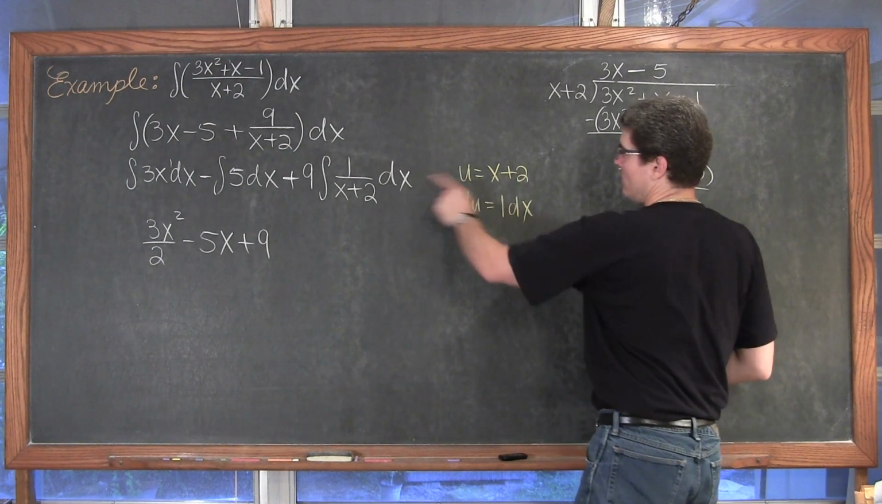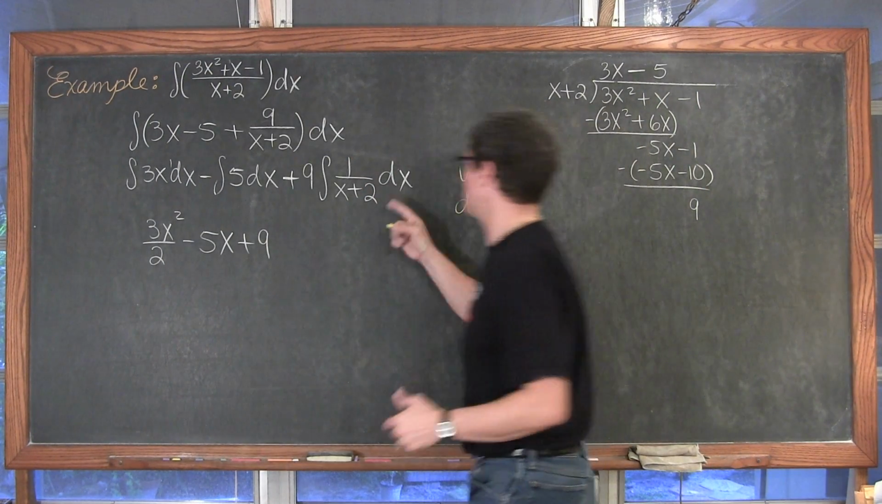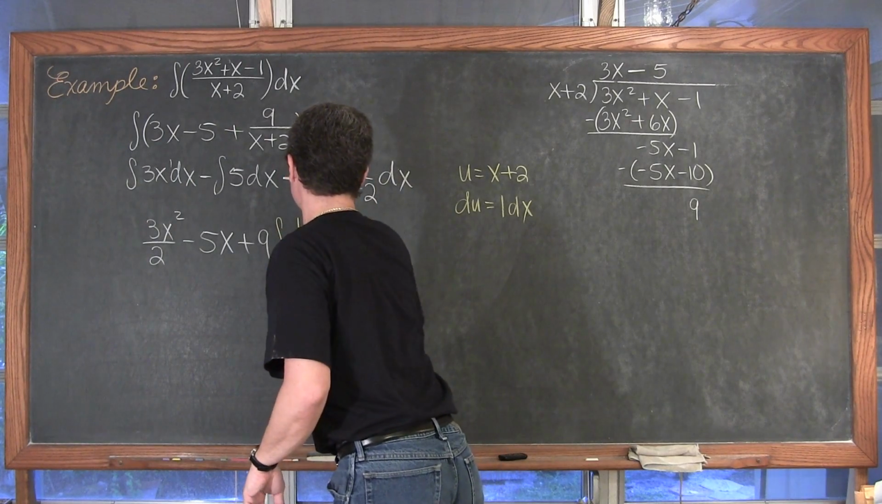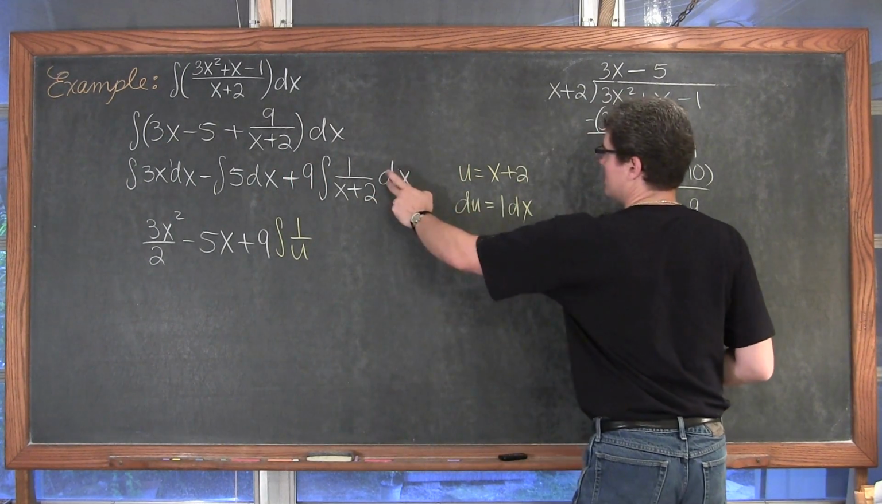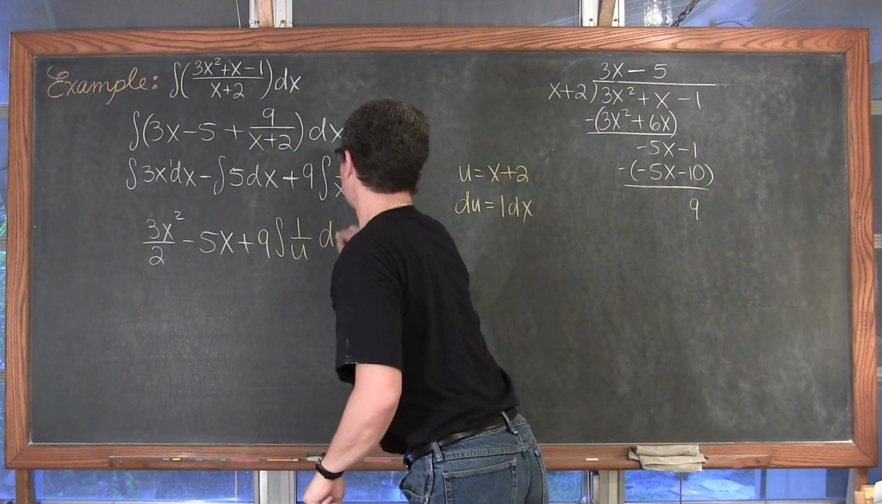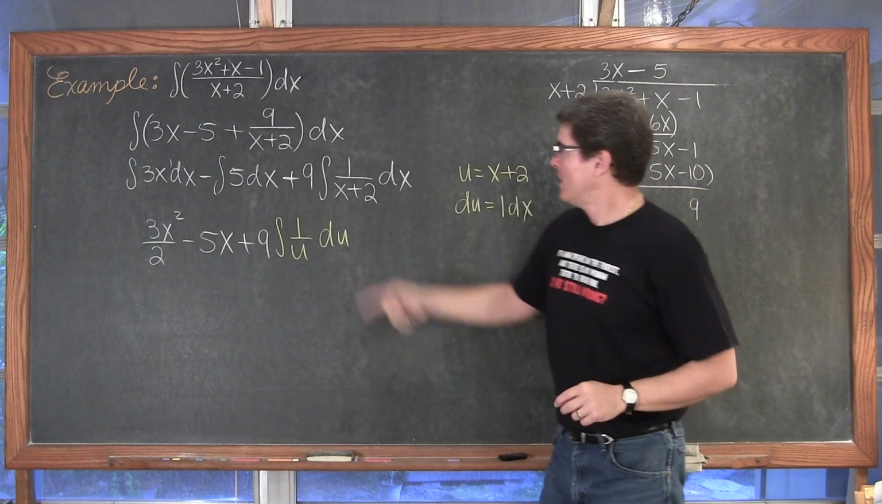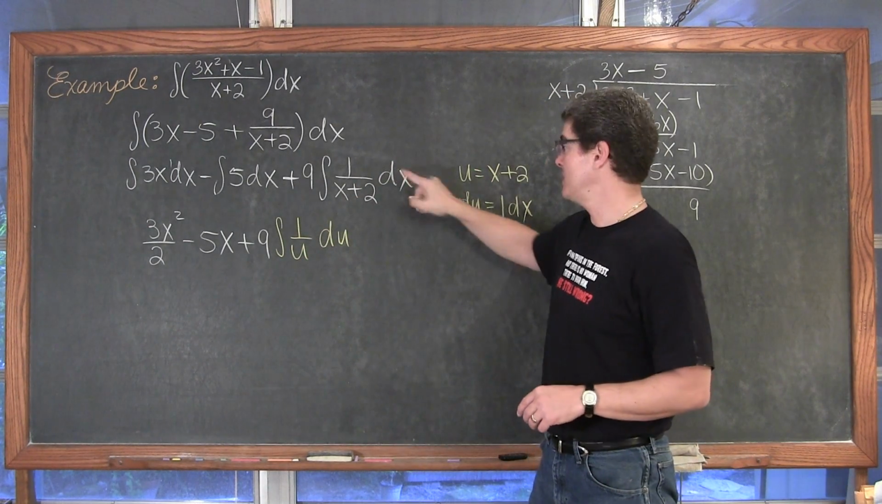So u is, well, I just said it, x plus 2. So 1 over u, taking the x plus 2 out, plugging in the u, dx is equal to du. Oh, okay, I see it now. 1 over u du, or u prime over u dx.